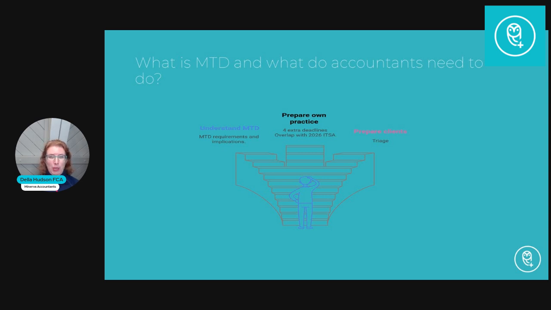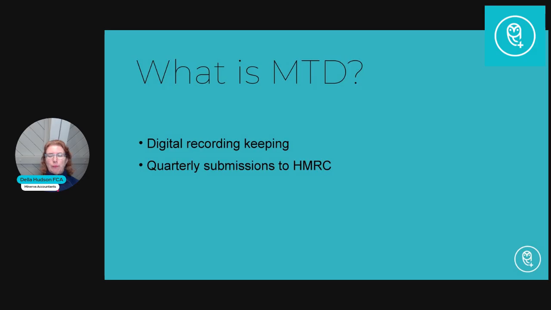Once we've figured out what we're doing, then we need to prepare our clients, and we've triaged ours to figure out who needs to do what. And I'll take you through that process that we use to triage our own clients. You can try that. So MTD, it's essentially digital record keeping and quarterly submissions to HMRC, or at least this bit is MTD for ITSA.